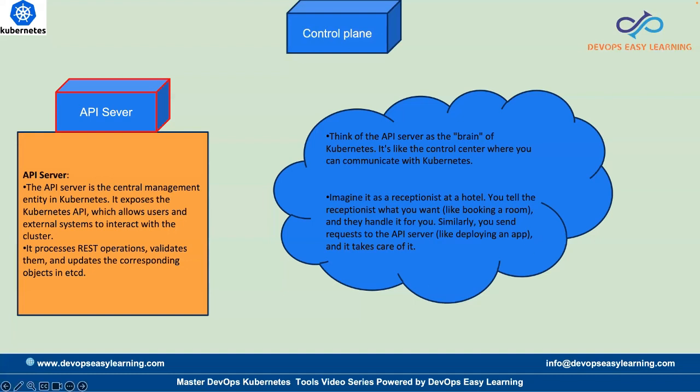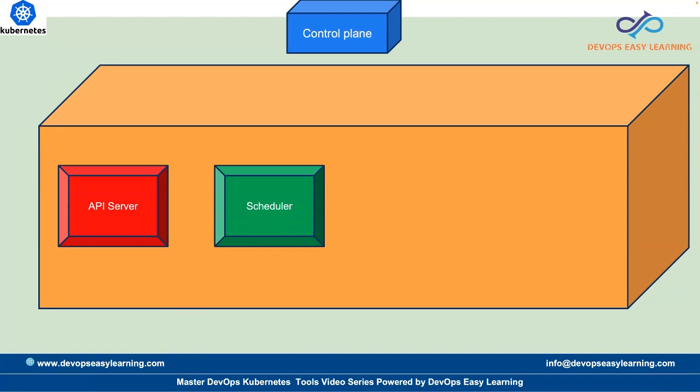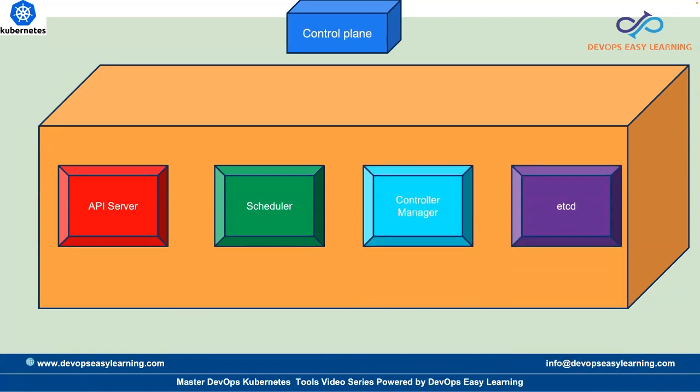So I just want to recap here all the elements that we mentioned. We have the control plane: the first one, the API server, the second one, the scheduler, the third one, the controller manager, and the fourth one, the etcd. So those are the 4 elements that actually make up the control plane of a Kubernetes cluster.